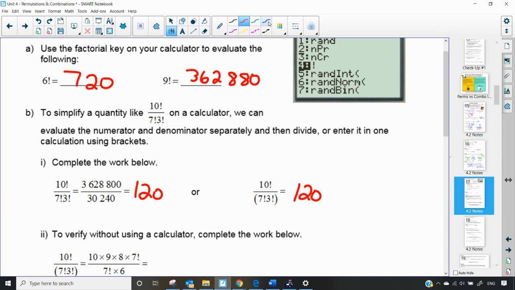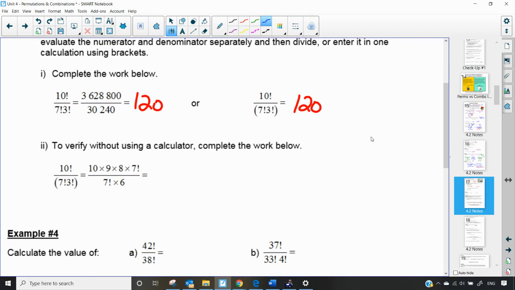Now we could verify this without using our calculator, using the methods we learned before. So 10 factorial will be 10 times 9 times 8 times 7 factorial, all over 7 factorial times 6, because 3 factorial is 3 times 2 times 1. So these would disappear. On the top, 9 times 8 is 72, times 10 is 720. Divide by 6. 72 divided by 6 is 12. So this is going to leave me with 120.